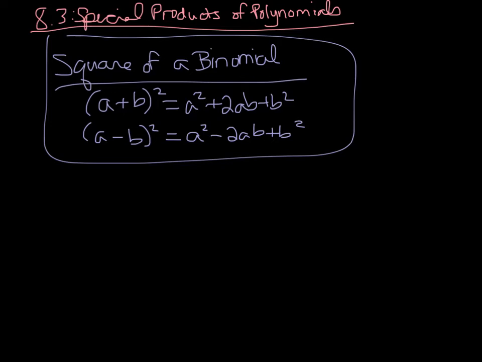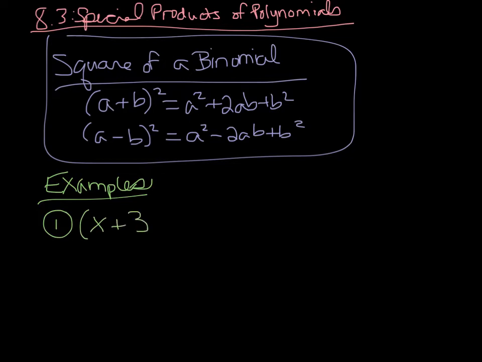So I'm going to go immediately into an example, and I'll show you how to do it using the pattern and how to do it using FOIL. For example, if you have something like (x + 3) squared. The first thing I want to point out is that if you solve this and you end up getting x squared plus 3 squared, which gives you x squared plus 9, unfortunately that is wrong. So make sure that you do not do that.